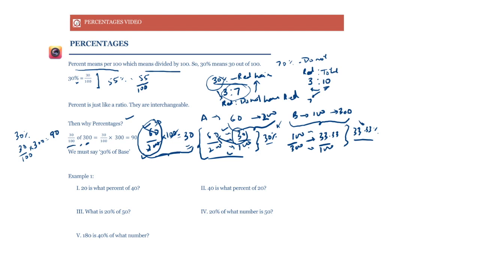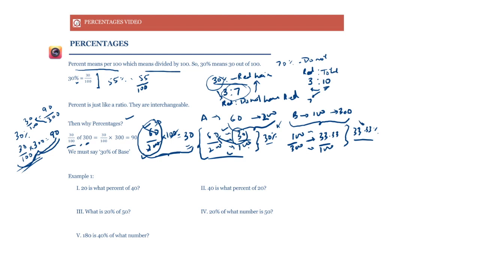Again, look at this. This is the same representation as ratios, right? In ratios, we say 30 upon 100 is equal to 90 upon 300. So we have just brought this over here and we get 30 upon 100 into 300. So this is how we represent percentages.